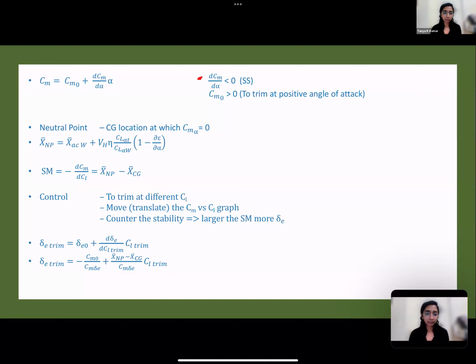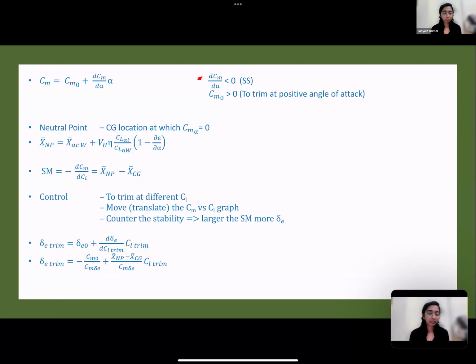Then we studied some concepts regarding the neutral point. Neutral point is just like the aerodynamic center for a wing. Neutral point is for the entire aircraft. It is the CG location at which Cm, or the pitching moment, does not change with respect to angle of attack. That means your slope, Cm alpha, is 0 at the neutral point. It's the CG location where Cm alpha is 0.